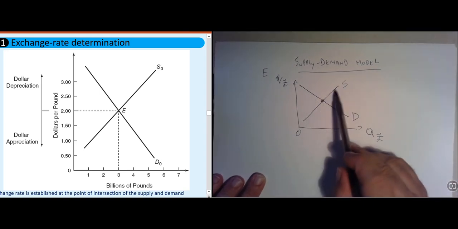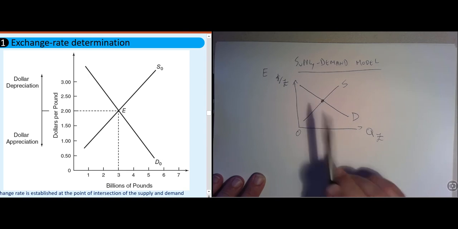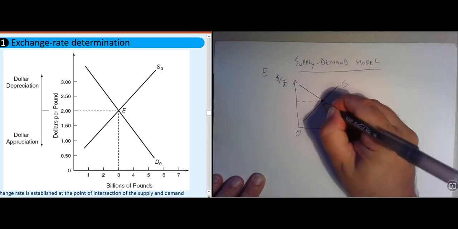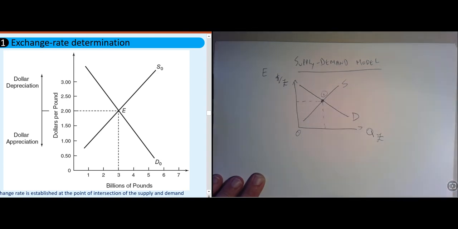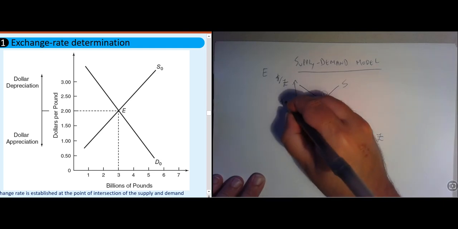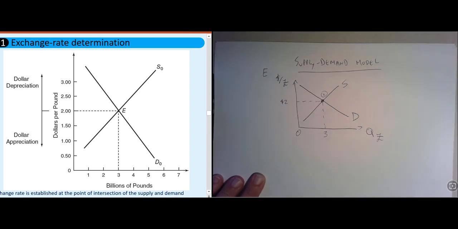The invisible hand brings the market to an equilibrium at a point where the demand intersects the supply, and that gives us the insight, let's call it point 1, into what is the prevailing equilibrium in this market in terms of price and quantity. So following the picture, $2 and 3 billion pounds exchanged.